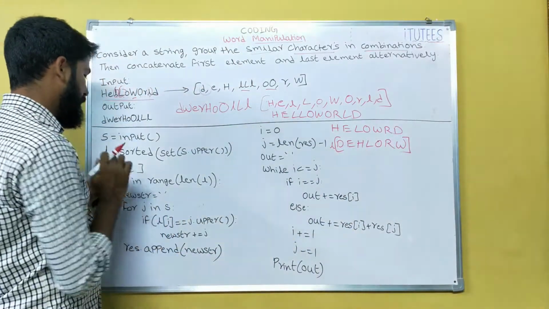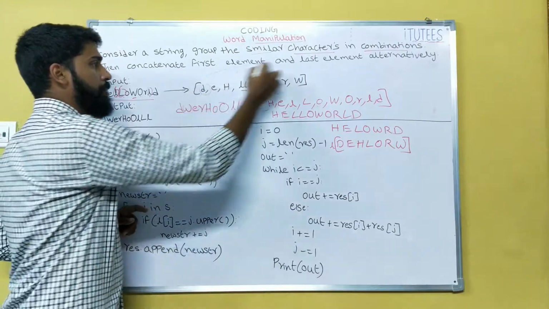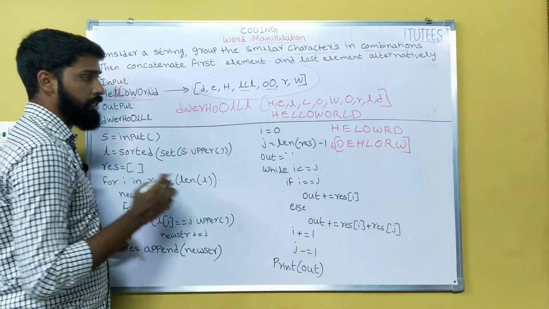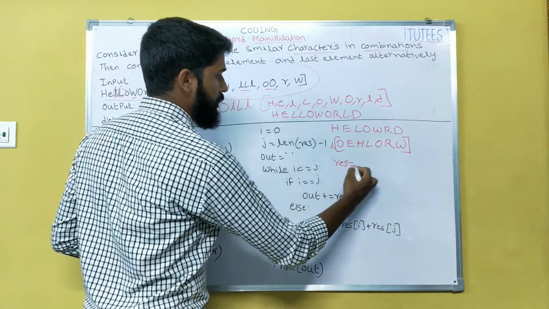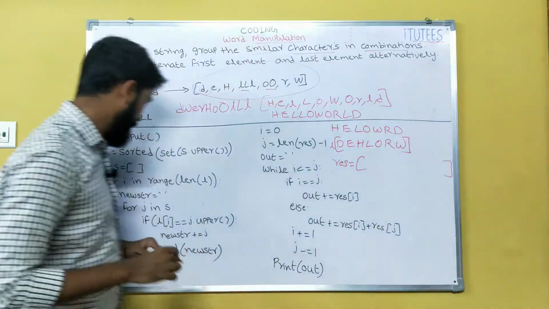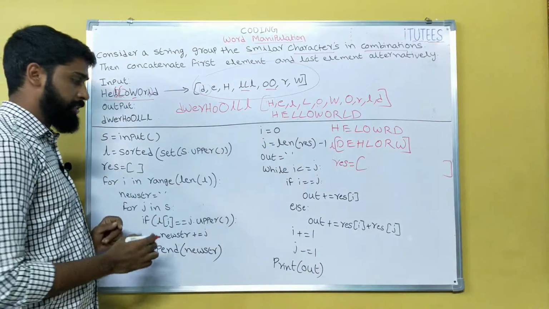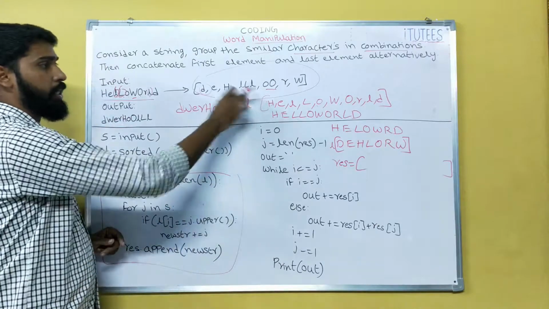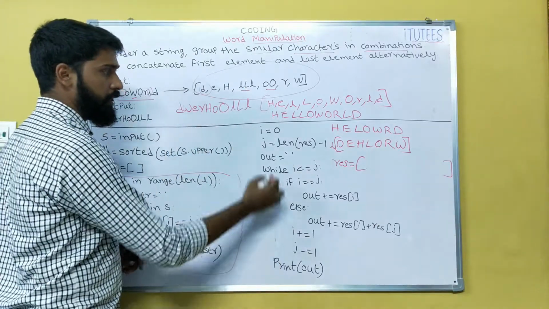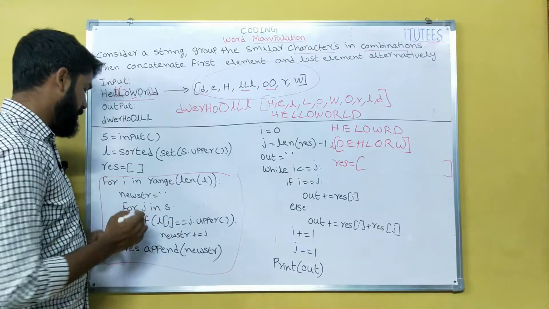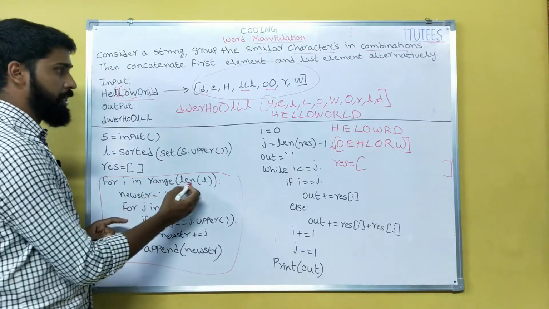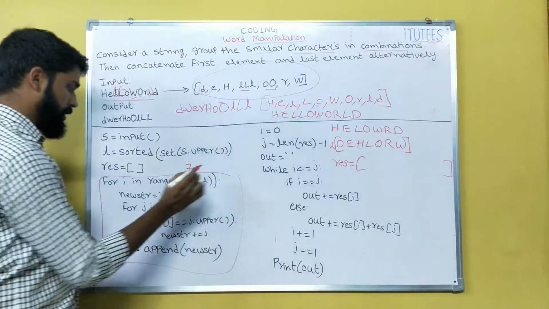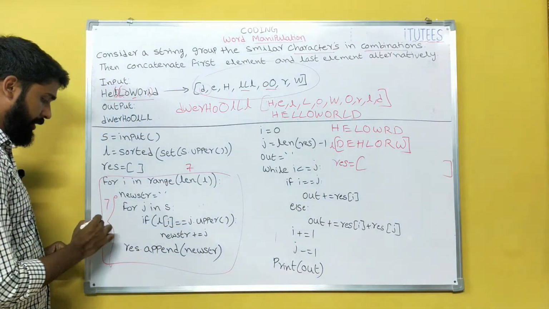Next, RES. The combinations of characters we can store in one list, and the list name is RES. Next, for a in range of length of L. This is to find the combinations and to concatenate. What is the length of L? 1, 2, 3, 4, 5, 6, 7. That means we execute this 7 times.